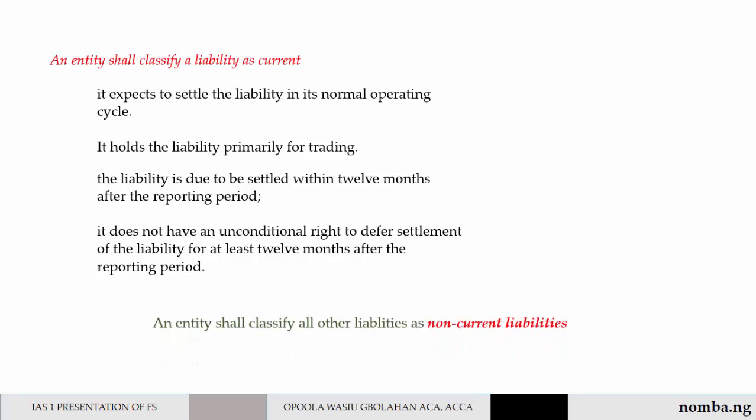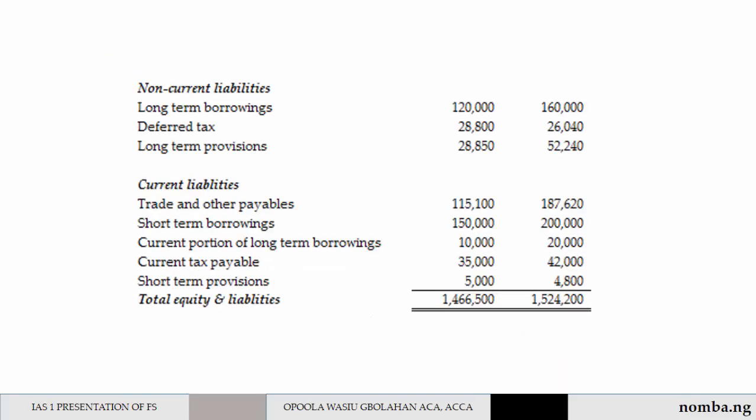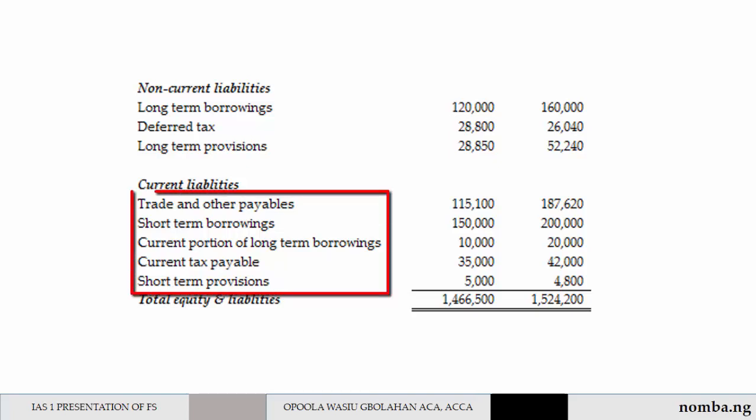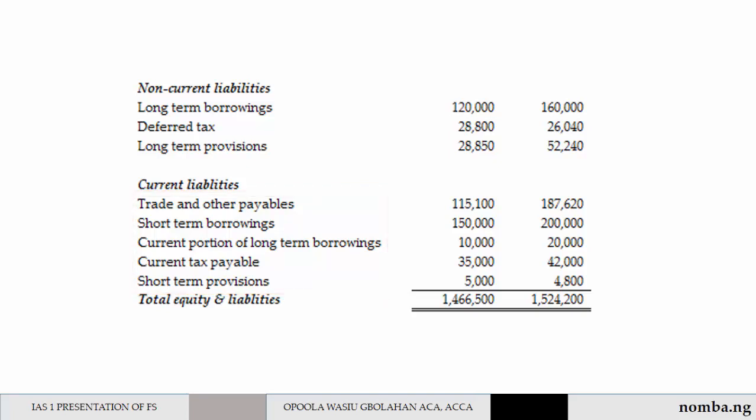An entity shall classify all other liabilities as non-current. So some level of judgment is also required here to know which liabilities to classify as current and which to classify as non-current. And from the statement of financial position that is presented, here are examples of current liabilities and non-current liabilities. So for the non-current liabilities, we have long-term borrowings, deferred tax, and long-term provisions. There are others. This is not an exhaustive list. This is just the minimum content. Also for current liabilities, we have trade and other payables, short-term borrowings, current portion of long-term borrowings, current tax payable, and short-term provisions.